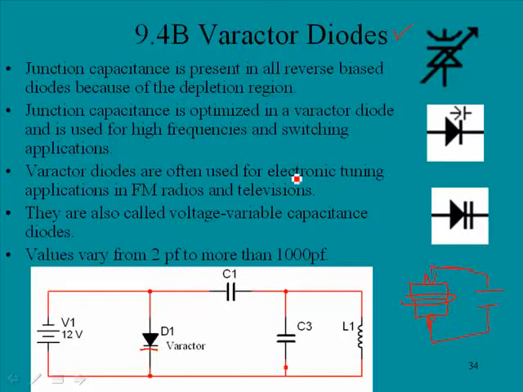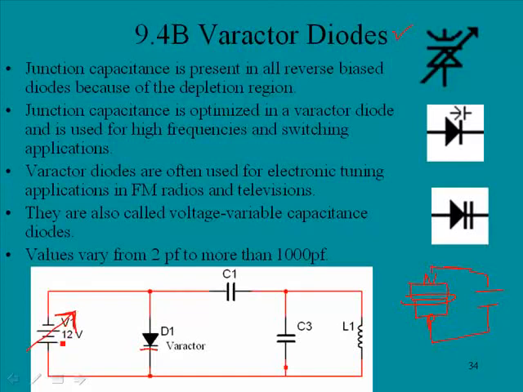Varactor diodes are often used for electronic tuning applications in FM radios and in televisions. They are also called voltage variable capacitance diodes, and the value can vary from 2 picofarads to more than 1,000 picofarads. And so here we have a tunable tank circuit, and this is typically the way that this would be used. Notice I have a power supply here, and it is reverse biasing the Varactor, and usually this would be a variable, and this would be the mechanism that we would use for tuning.